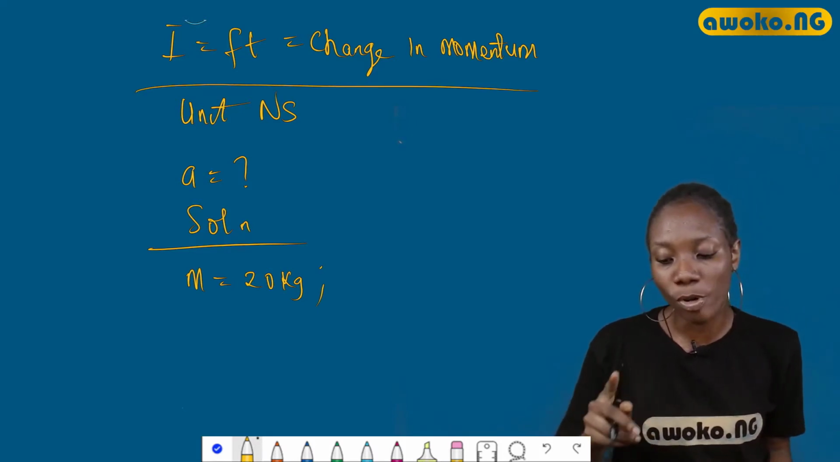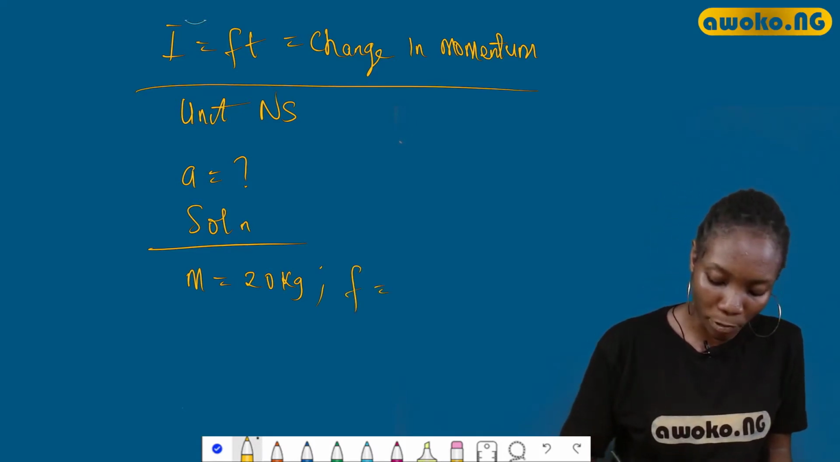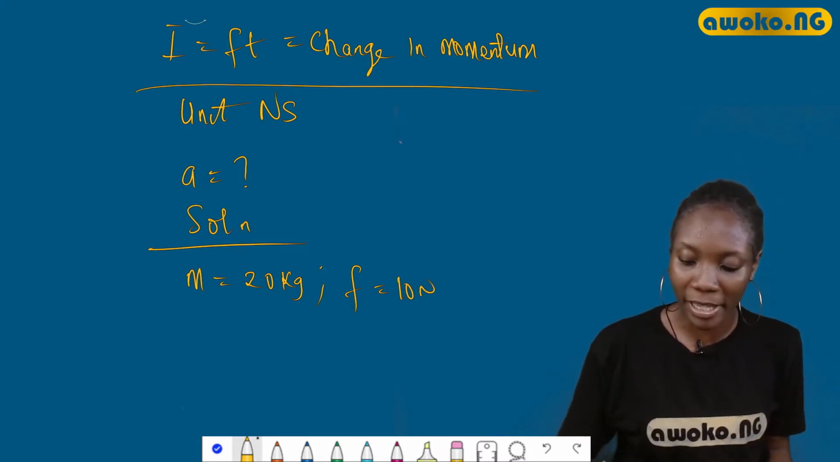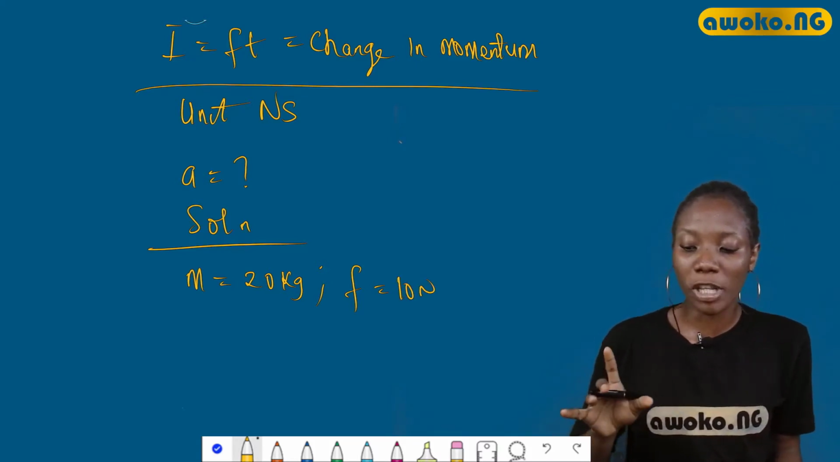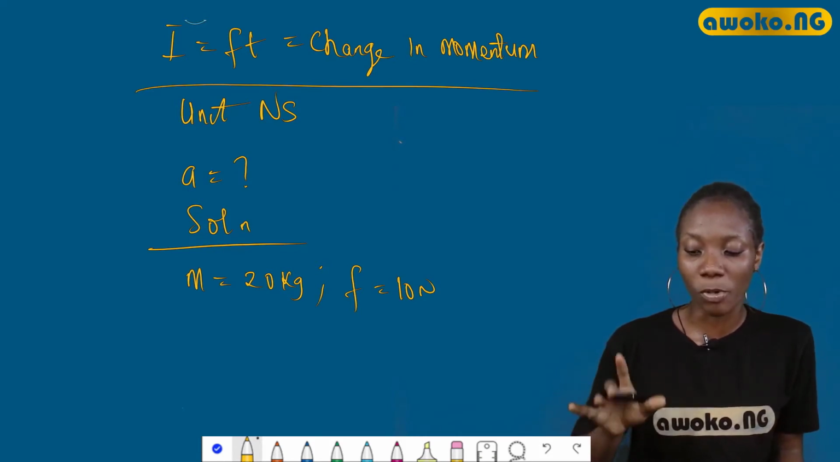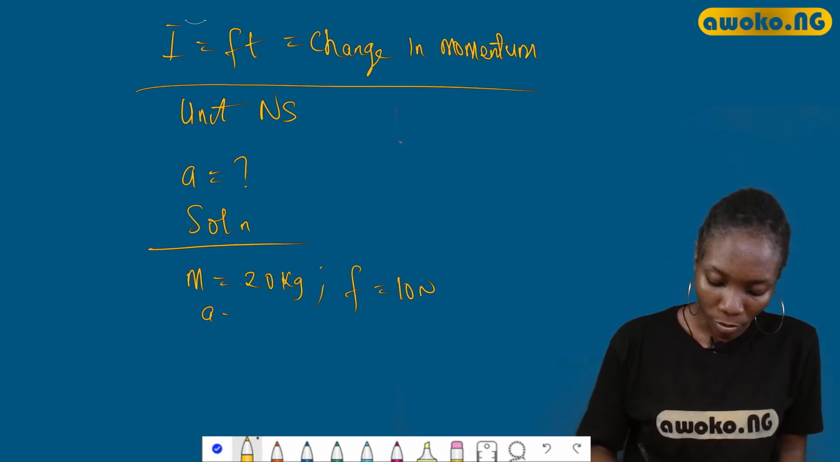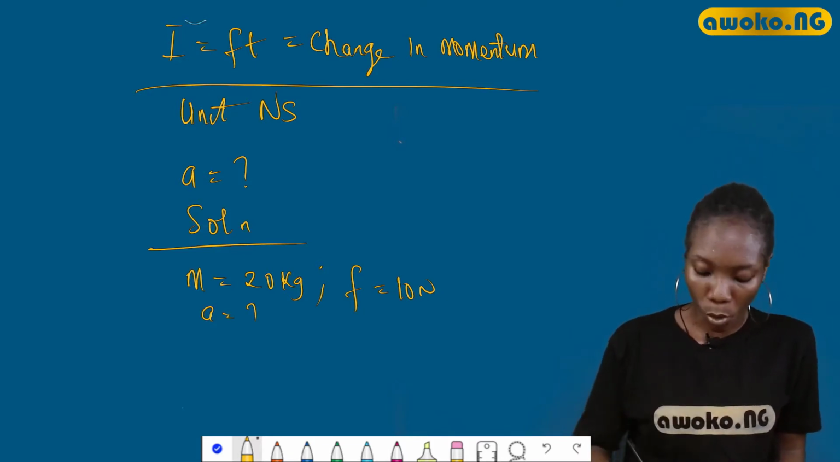And it's pulled horizontally by a force of 10 newtons. So the force acting on the block is 10 newtons, right guys? Now, this is along a frictionless floor. Friction does not act on this. I'm going to get there shortly. Now, what is the acceleration of the block?